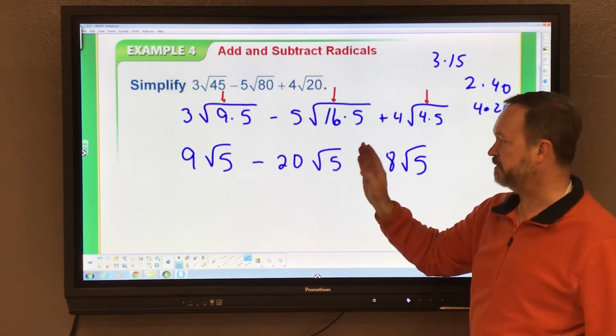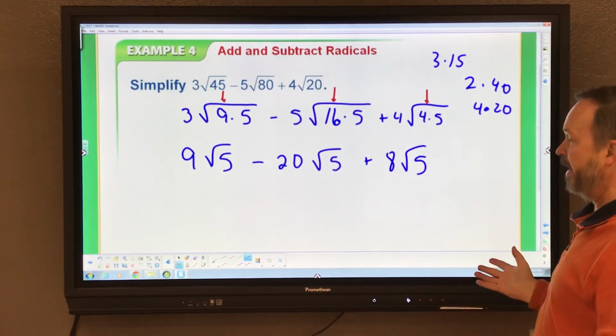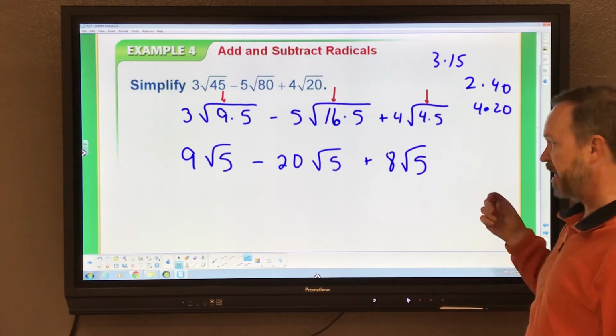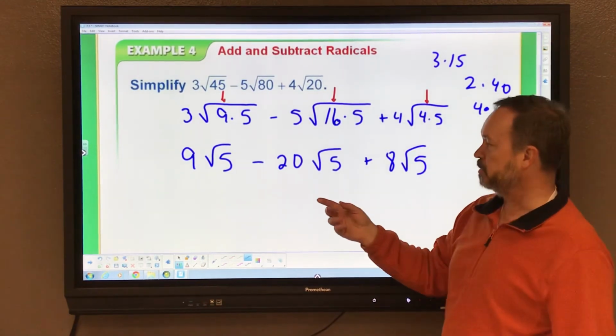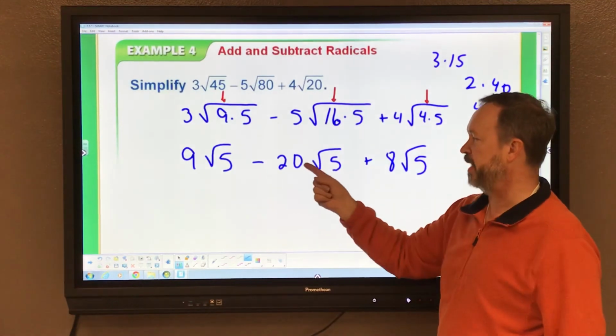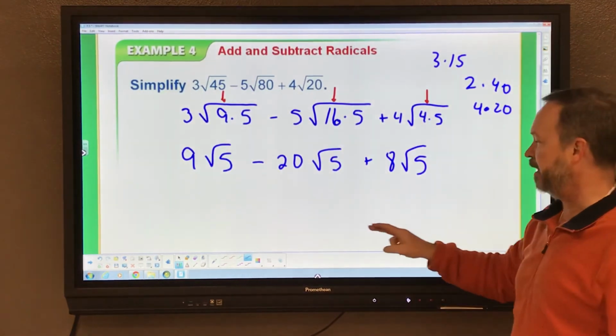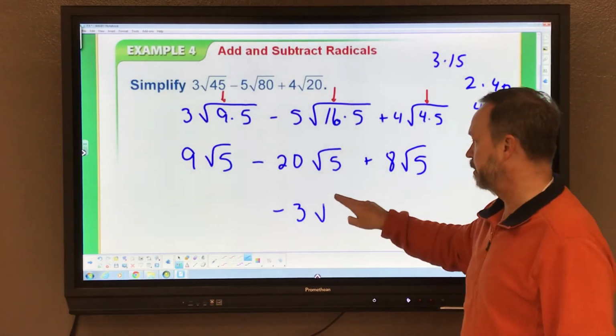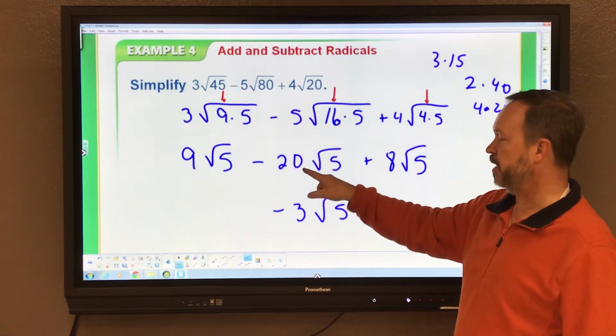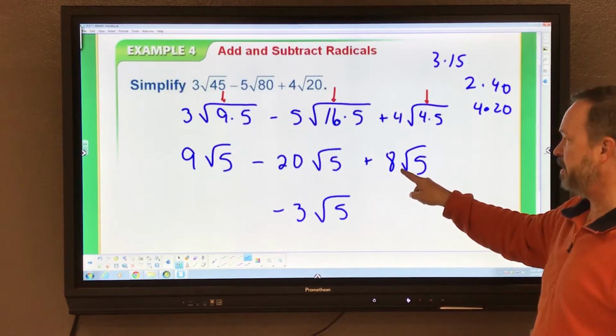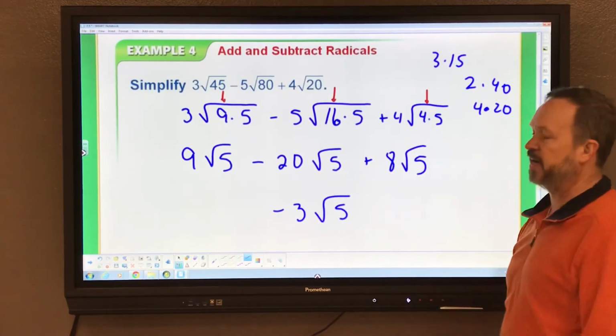Now look, square root of 5, square root of 5, square root of 5, they're all like radicals. They have the same radicand and the same index, so they're like radicals. And so 9 of them fellers minus 20 of them fellers plus 8 of them fellers, negative 3. You do 9 minus 20, you get negative 11. Negative 11 plus 8 is negative 3 of them square roots of 5.